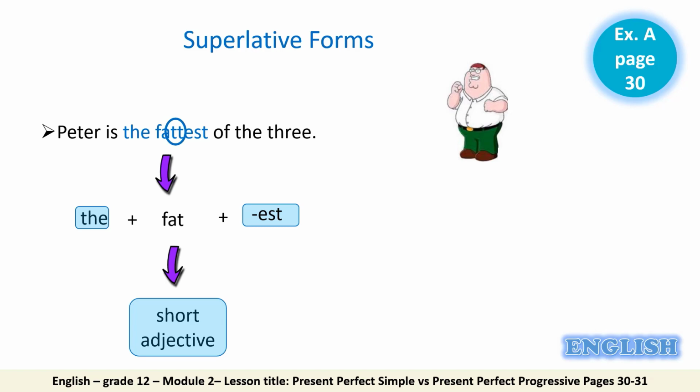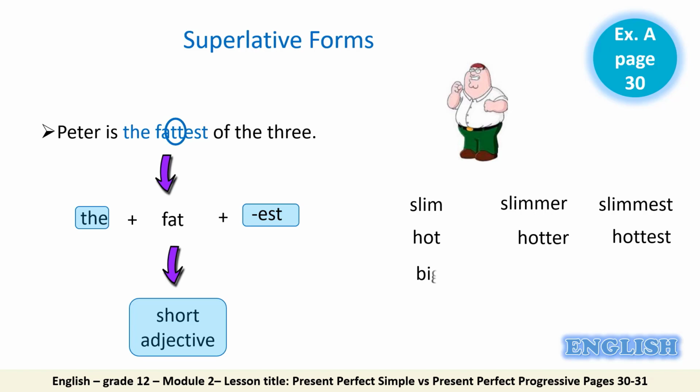Great answer as always expected. Slim, slimmer, slimmest. Hot, hotter, hottest. And big, bigger, biggest. The questions that may pop up to our minds are the following. What's special about these adjectives? Why do we have to double the last letter?